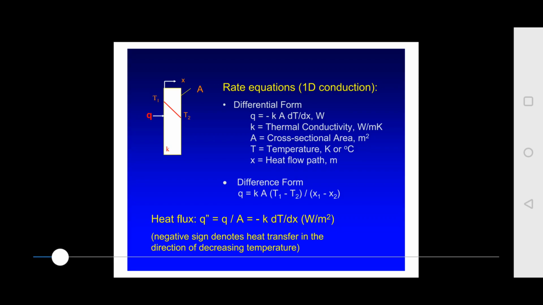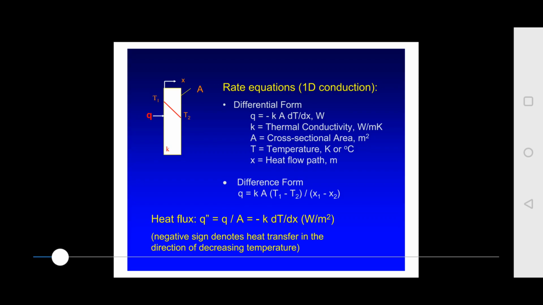Now, the reason we have this minus sign here is that dT by dx will have a negative value, so in order to make the overall term Q positive, we have to put this negative sign. The negative sign indicates the direction: heat transfers in the direction of decreasing temperature. K, as I already said, is the thermal conductivity, in watt per meter per Kelvin. A is the cross-sectional area in meter square, T is temperature, and X is the heat flow path in meter.